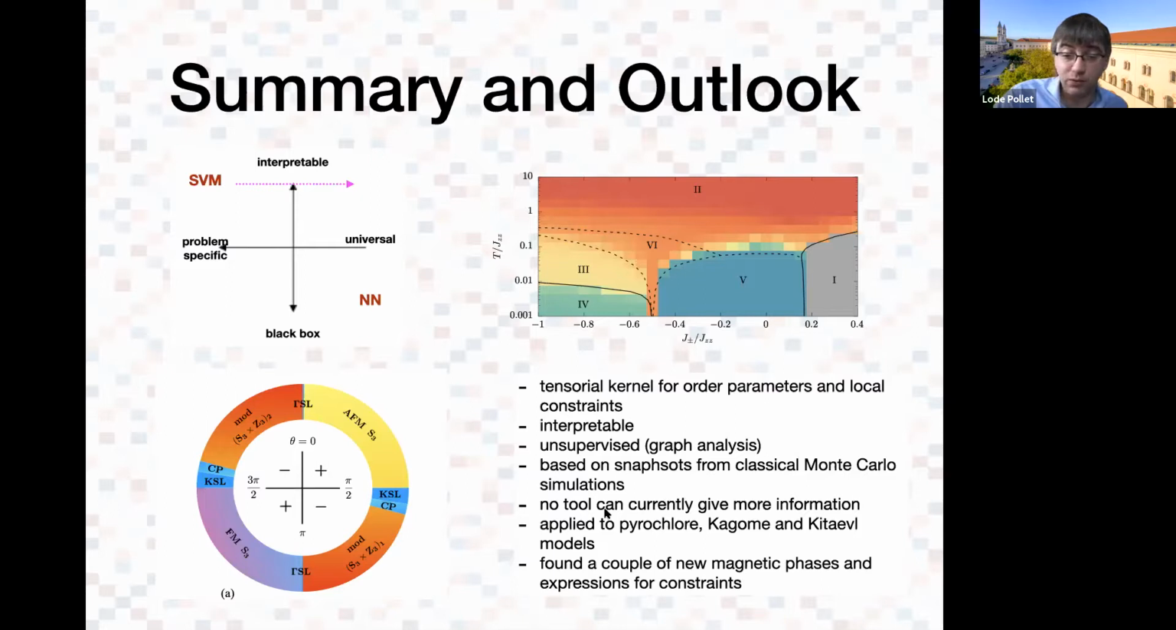It was applied to all the complicated standard models of classical spin liquids: pyrochlore, Kagome, and Kitaev, at the moment. And we've been able to identify some new phases with highly complicated order parameters and some explicit expressions for constraints.